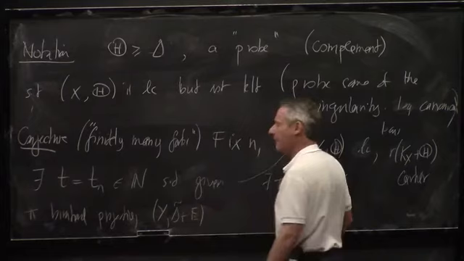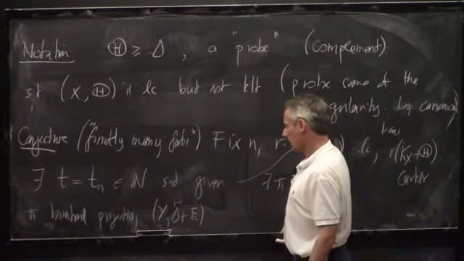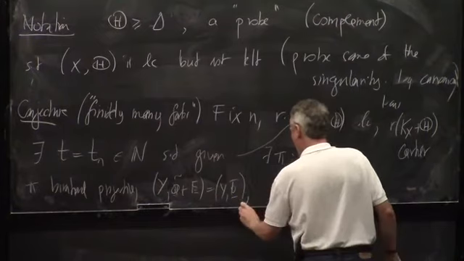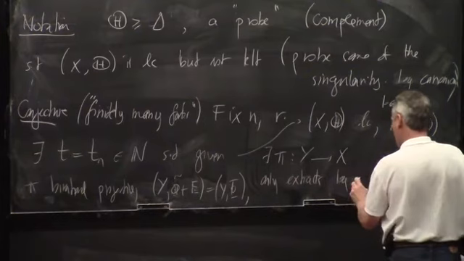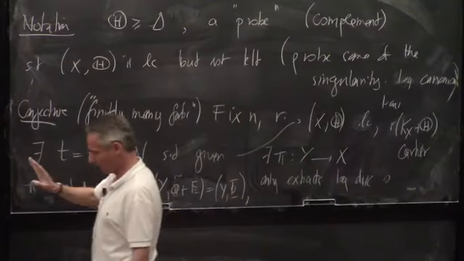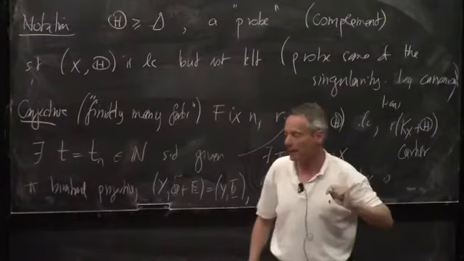Oh, yeah, yeah. Thank you very much. For that Y of t, let's say. So I want a bunch of things. I want it only extracts log discrepancy zero. Okay, what does that mean? I look at the exceptional divisors of Y. I want them all to be log canonical places. I want them all to have log discrepancy zero, because that's what a probe does. It only tells me information about those divisors.